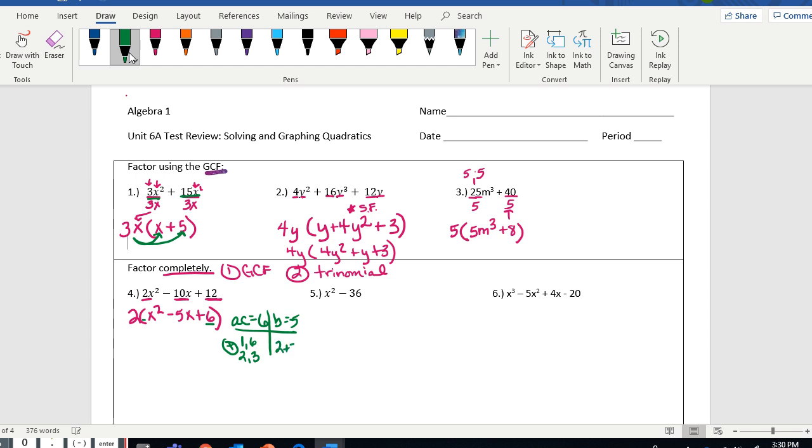Well, 2 plus 3 is 5, but we need it to be a negative 5. So if you make both of these negative, it will make that negative. So I would use 2x minus 3x, and that's going to replace this 5 right here.